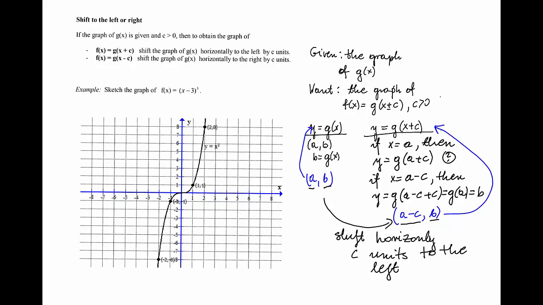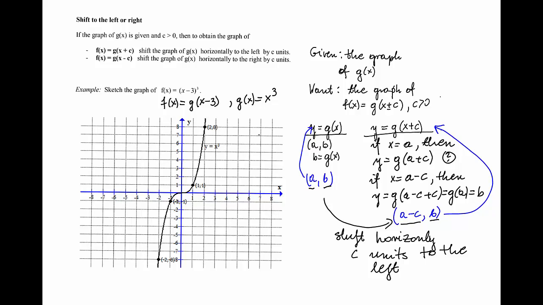Suppose function f of x is (x minus 3) cubed. This function can be viewed as g of (x minus 3), where g of x is the function x cubed. This is the cube function, one of the basic functions, whose graph again is given in the coordinate system. So how will I get the function f of x?